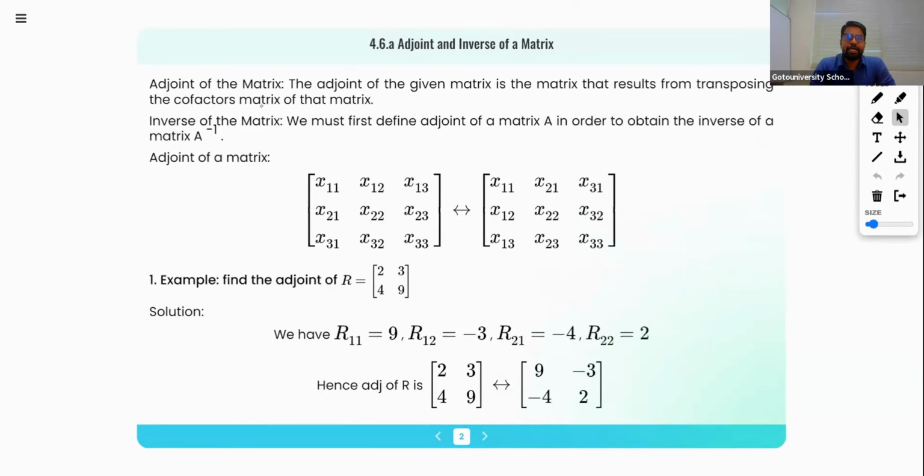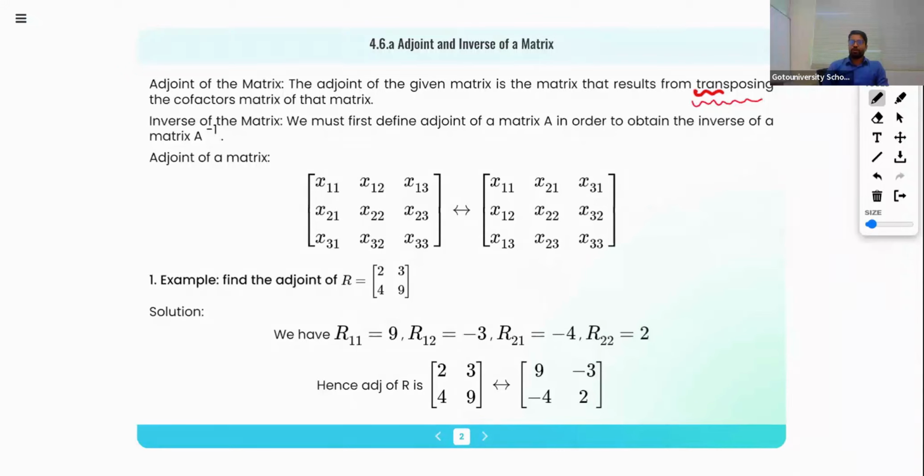Okay. So the adjoint of a given matrix is the matrix that results from transposing the cofactor matrix of the matrix. So far we understood how to find the cofactors, right? We also saw an example where we found the cofactor matrix itself. What is the cofactor matrix? Writing all the cofactors in the corresponding position becomes the cofactor matrix. And then transposing that. Why so many steps? Because there is a very significant application of this. That's why we need to understand these many steps.